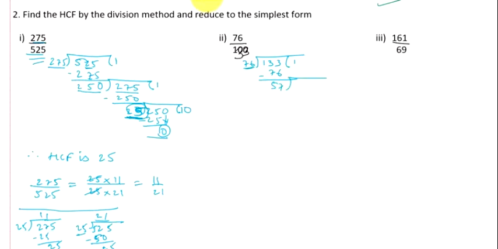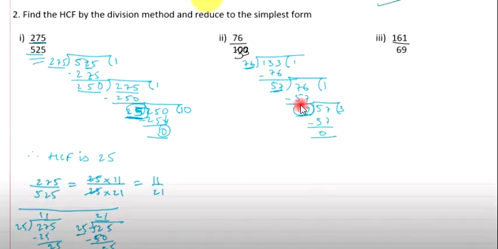Again put the division sign and put the previous divisor as the dividend, that is 76. I'll be writing here all over again. 57 ones are 57. Remainder I have 19. Again write 57 as the dividend. 19 threes are 57. And here I get remainder 0. It means my division is over now. The last divisor that I got, 19, is actually the HCF. Therefore write HCF is 19.